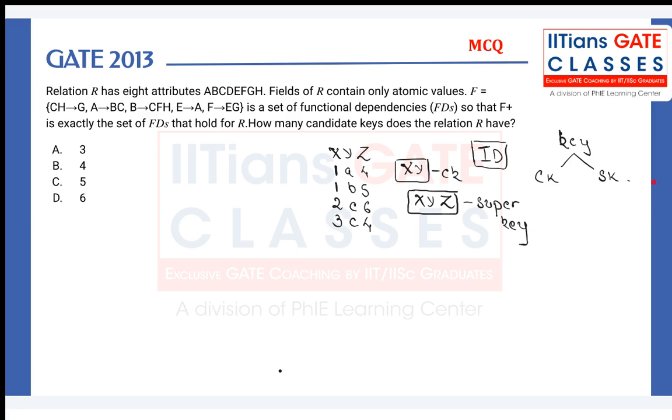Write all the attributes on your paper: A, B, C, D, E, F, G, H. Now look at each of the functional dependencies. Let's look at the first one: CH derives G. CH gives me G, meaning a unique value of CH gives me a unique value of G. So I put a line from C, H, and have an incoming arrow to G, meaning CH gives me G. Is it clear? First step.